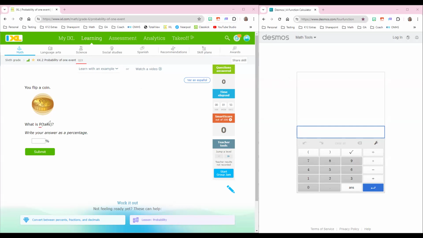Remember that P stands for probability, and then in parentheses is what we're trying to find the probability of. So what is the probability of you flipping that coin and it landing on tails? When we think about a coin, one side is heads and the other side is tails. Even though it wants our answer as a percentage, we're first going to write it as a fraction, then we can convert to a percent.